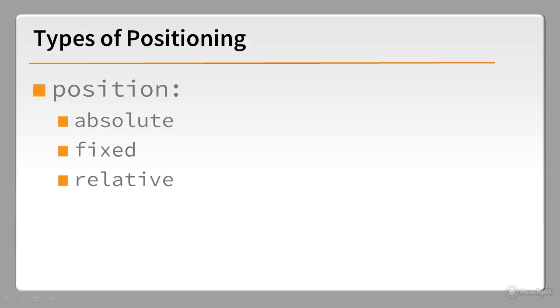Relative shifts the element relative to its normal position. However, it also plays a vital role in controlling the behavior of absolutely positioned elements. Static disables CSS positioning. The only time you're likely to use it is to override another style rule.